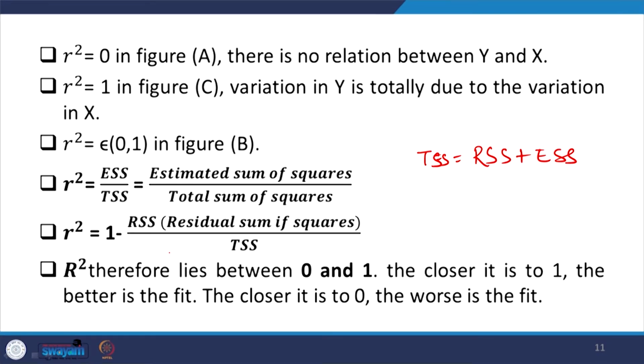Now, you can explain this through RSS or you can also explain through ESS. So, R square therefore lies between 0 and 1. The closer it is to 1, that means your model is a good fit, and the closer it is to 0, the worse the fit. That means that your model is not correct.